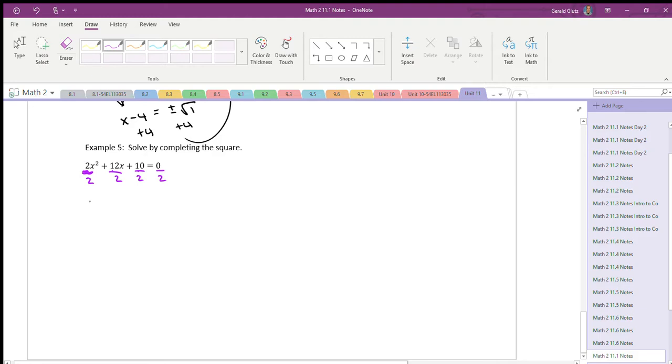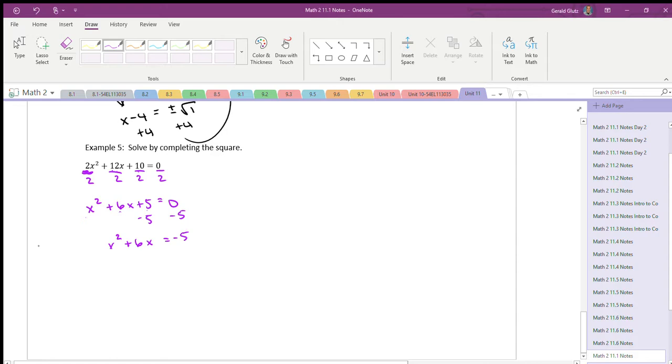So 2 divided by 2 is 1. So I just have x squared. 12 divided by 2 is 6. So 6x. And then 10 divided by 2 is 5. 0 divided by 2 is 0. So after I divide everything by 2, I still have all whole numbers in the a, b, and c value. So now I can just complete the square from here. So I start with step 1. I subtract 5 on both sides. So x squared plus 6x equals negative 5.